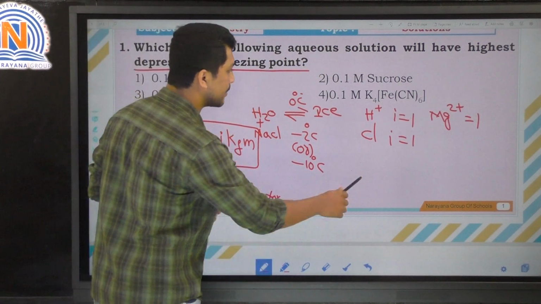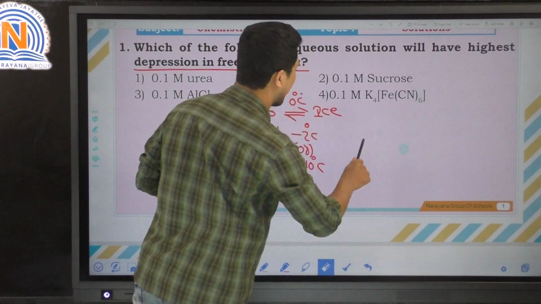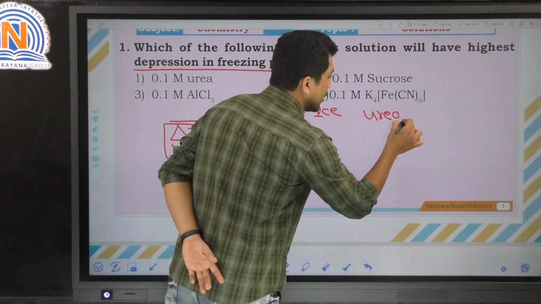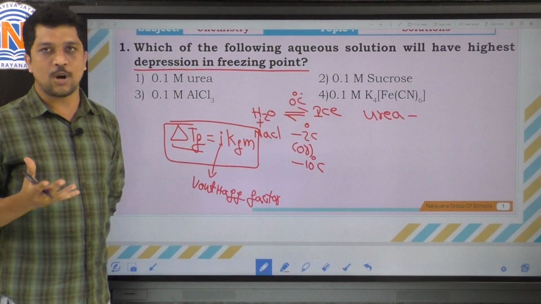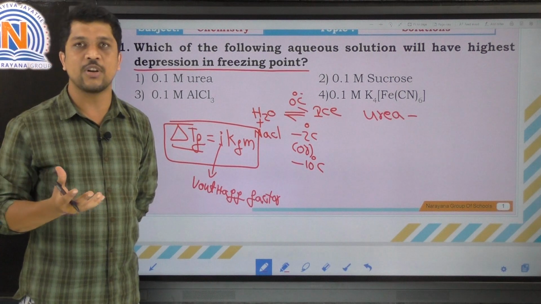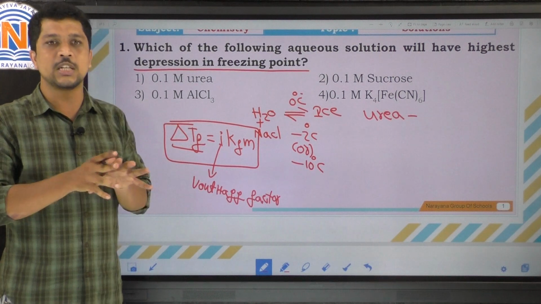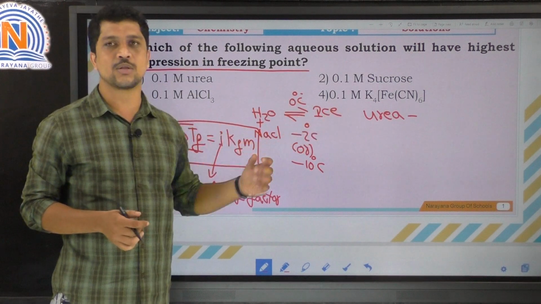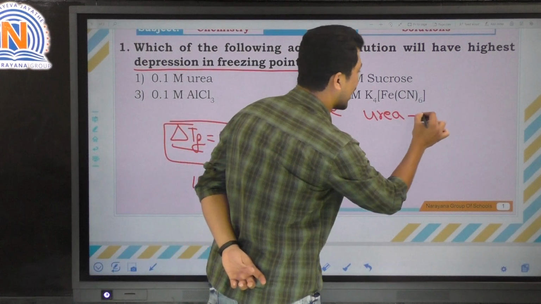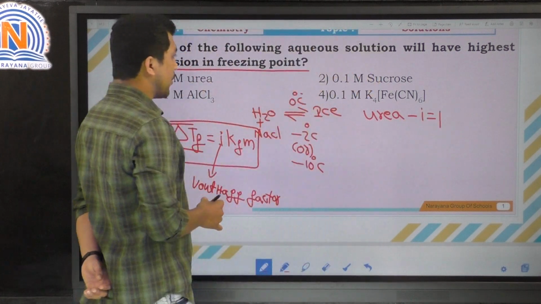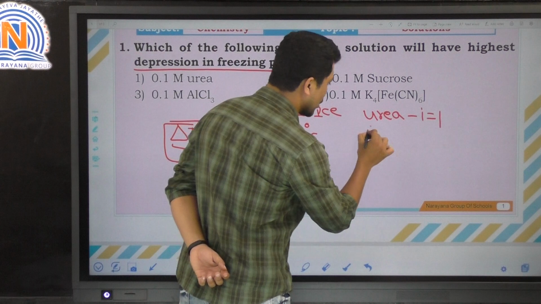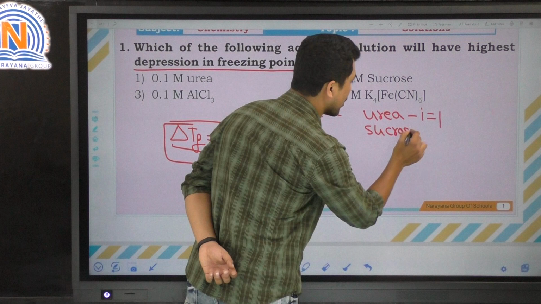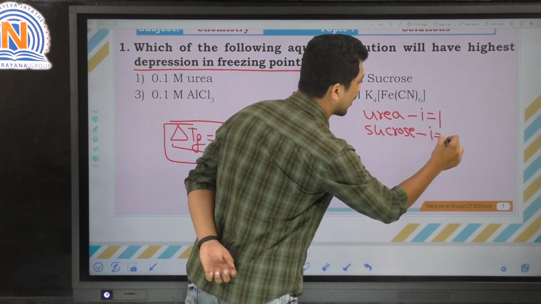So let's see here. First one, urea, right? Generally urea is an organic molecule. It cannot dissociate into ions when you dissolve it in water. It is only dispersed in water. So for this kind of molecule also the van't Hoff factor is 1. So i equals 1. When you come to the second option, that is sucrose, sucrose is also an organic compound, it's a sugar. So its van't Hoff factor is also 1.